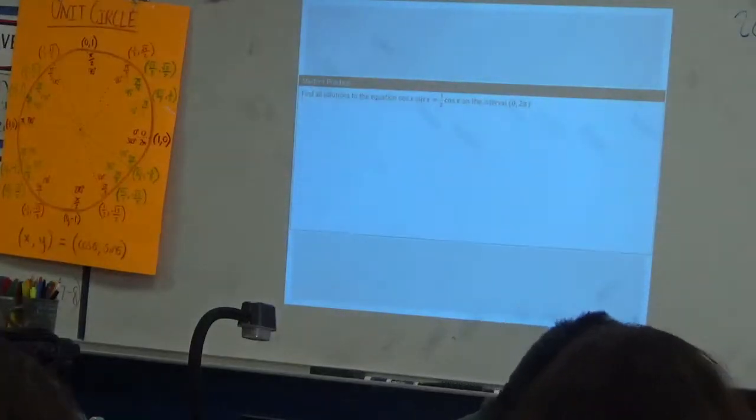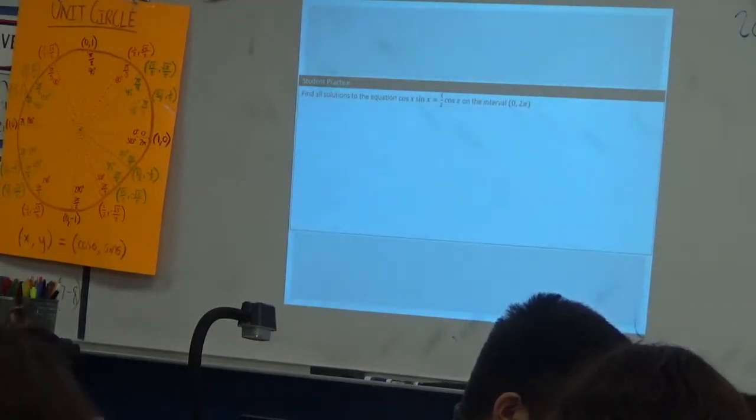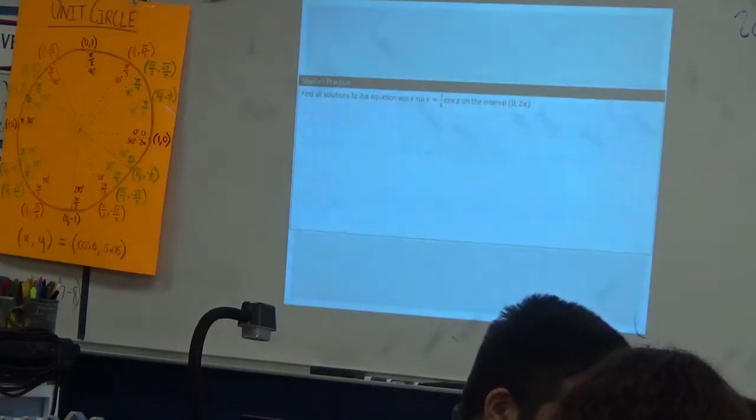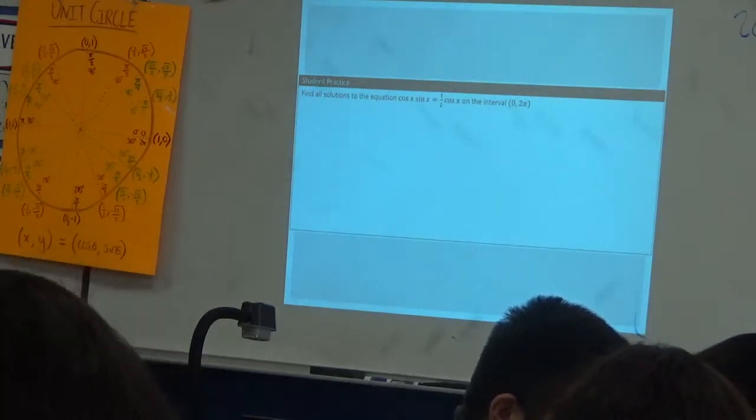So you can divide by the half from the beginning. In this case, I would leave the 1/2 with it, because I don't have a 1/2 on this side. The only reason he divided by 2 is because this is on both sides. I would just subtract the 1/2 cosine x over the other side.